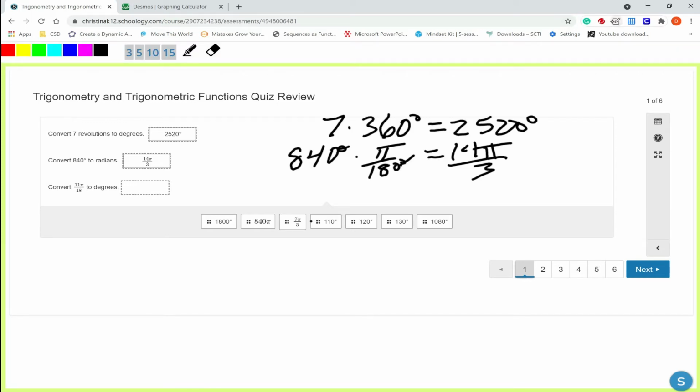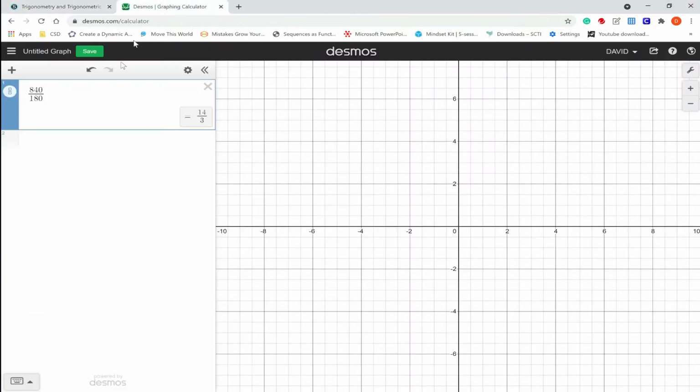And then our last one, we're going to do 11 pi over 18, and we're going to convert that to degrees. We're just going to multiply by 180 degrees over pi. My pi's are going to cancel. So what I have to do is just multiply 11 times 180 all over 18. So we're going to use Desmos to do that.